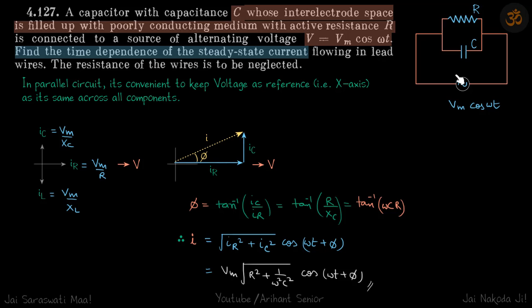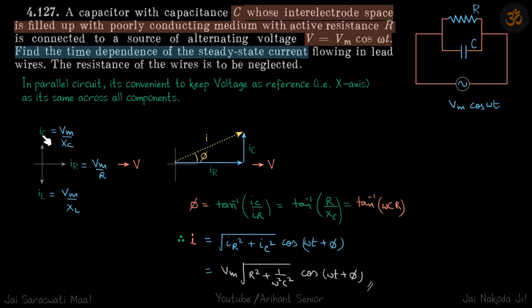So this is a parallel circuit. In a series circuit, if you remember, we were taking the current as reference because current was the same across all components in a series circuit. Here we have a parallel circuit. So here the voltage across all the components is the same. So it's always convenient to take voltage as our reference. So then the resistance of course is aligned with the voltage, I mean the current through the resistor.